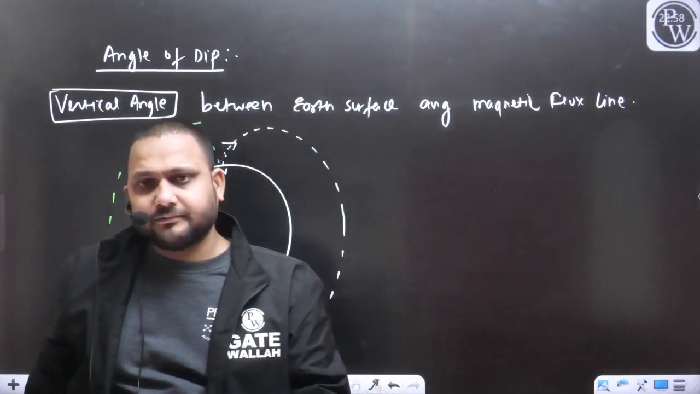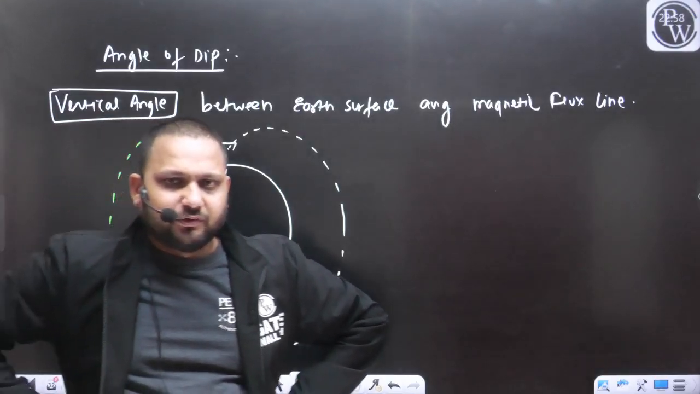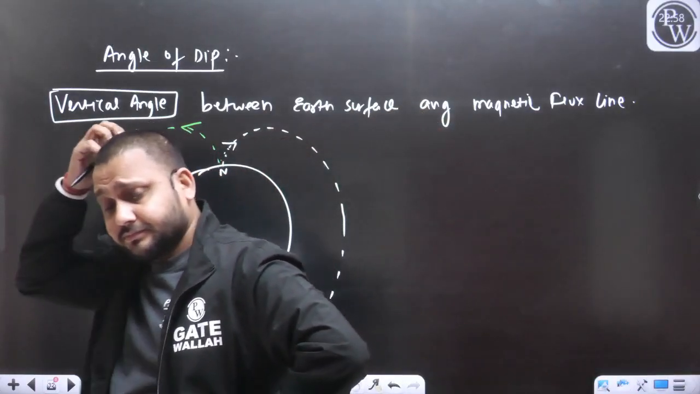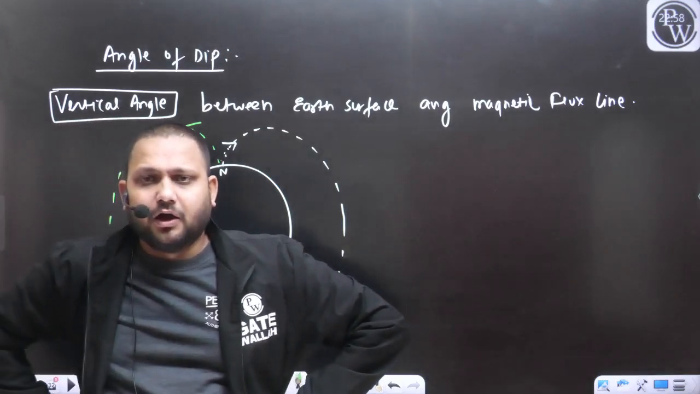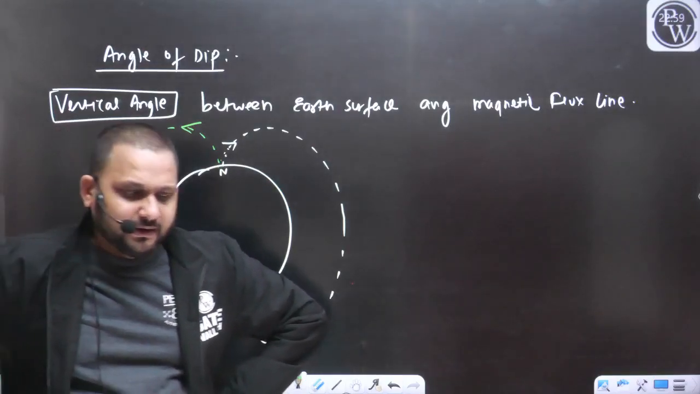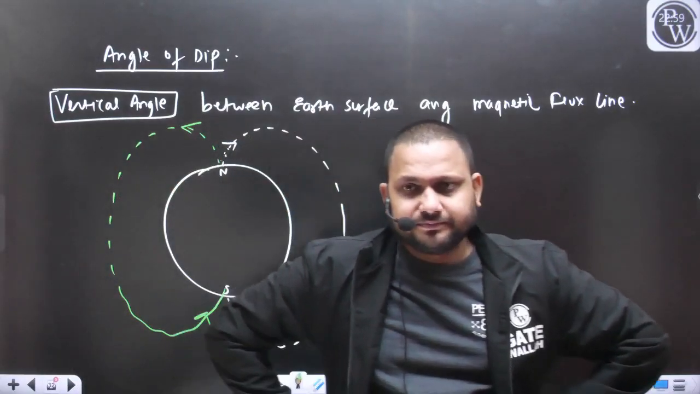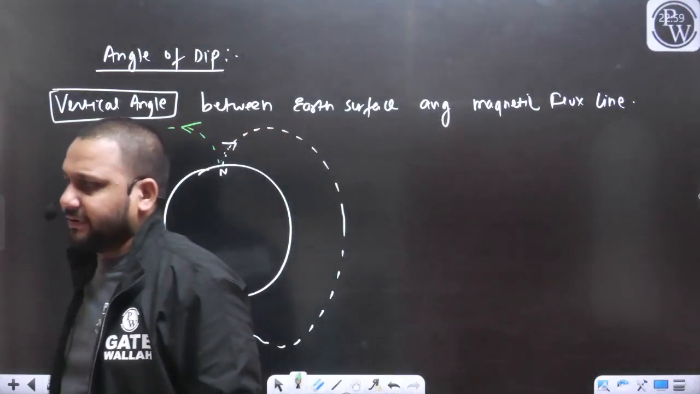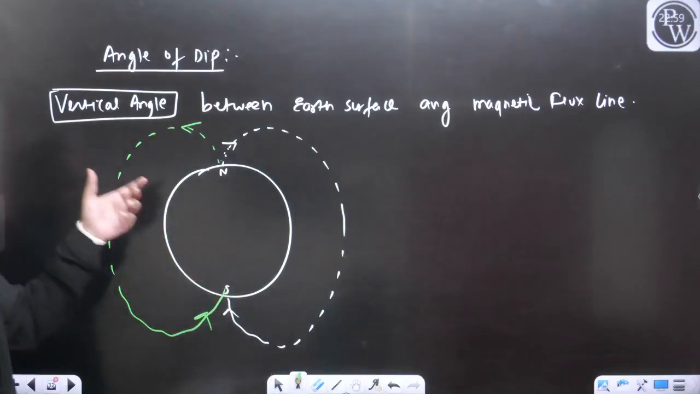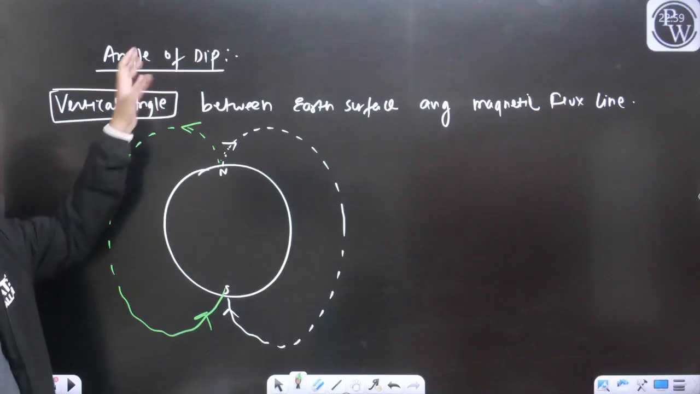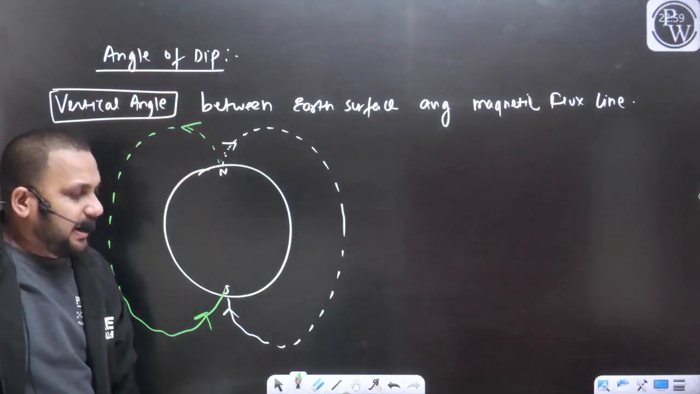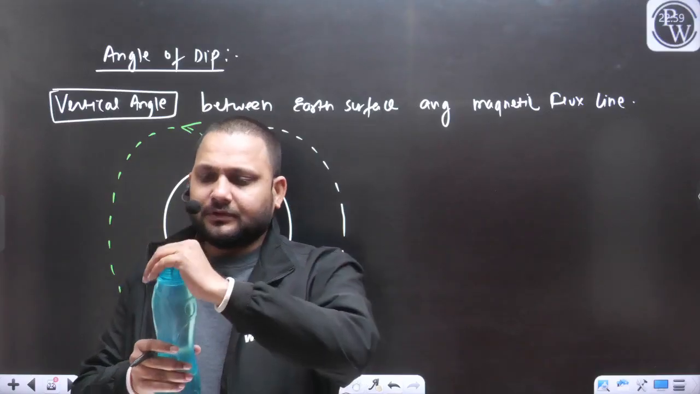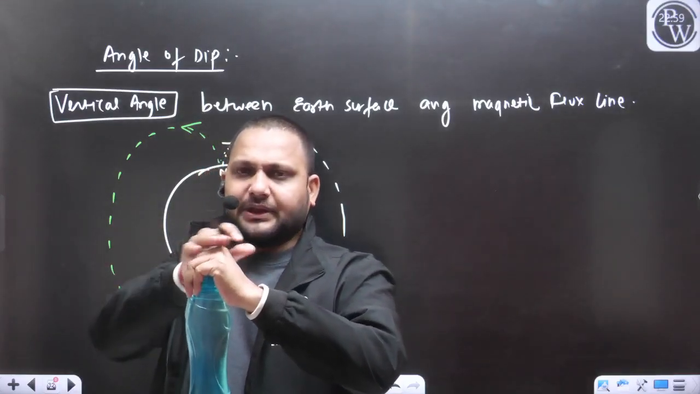Are you able to visualize how these flux lines are originating and terminating? I hope you can visualize. Now read this statement. This statement says the angle of dip or angle of depression is the vertical angle between the earth surface and the magnetic flux line. So let's say this is the north pole. So at the north pole, this is going to be the earth surface, yes or no?